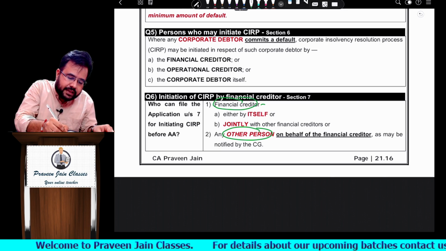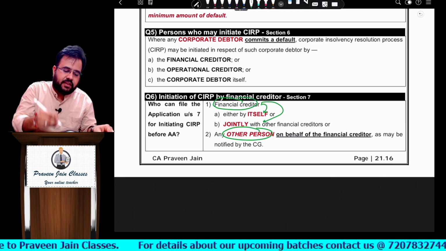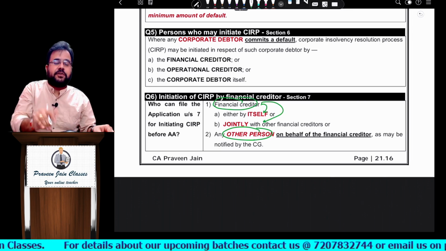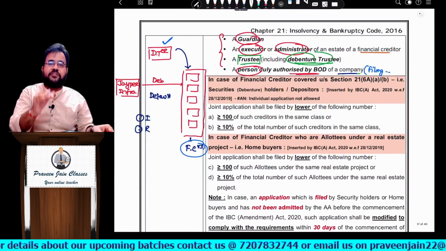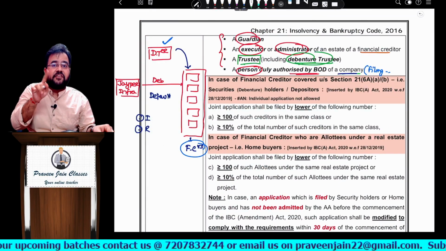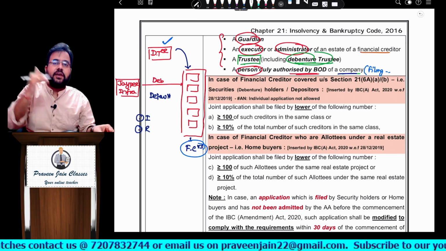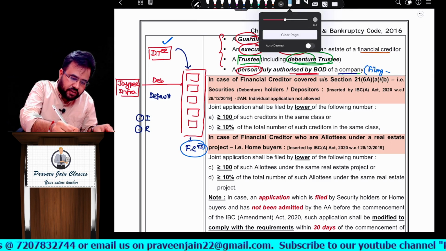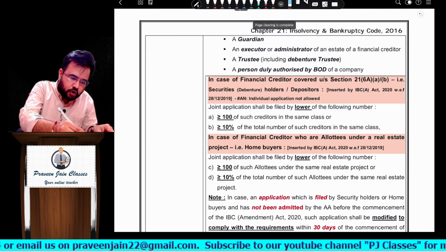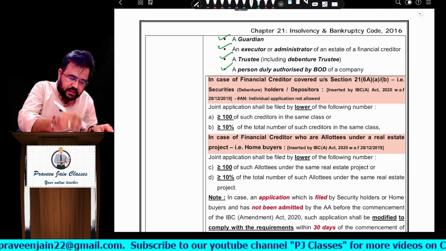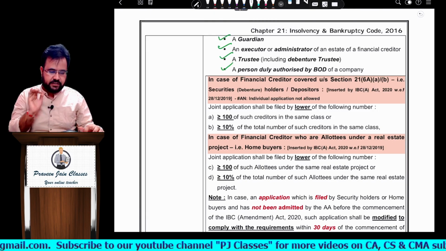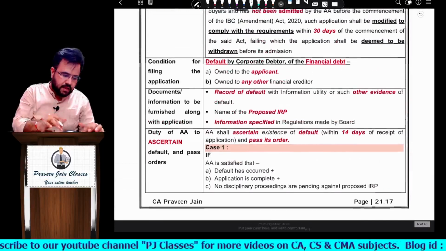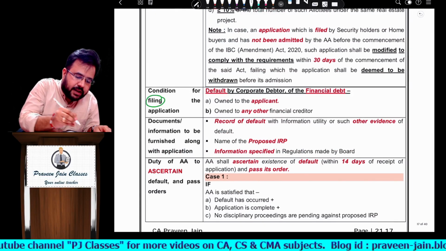Financial creditor either by himself or jointly with other financial creditor. Other persons may which persons, sir? Only those people who are notified by the Central Government, sir, and they are filing not for themselves, sir, but on the behalf of financial creditors. And who are those notified people, sir? These are those four notified people. So this is one small point which you have to understand. Okay, next. Sir, what is the condition for filing an application, sir?